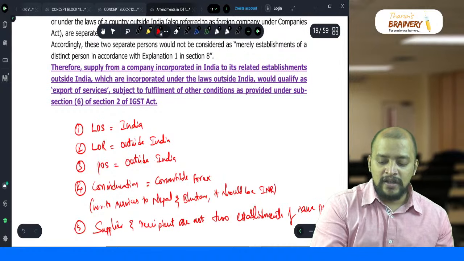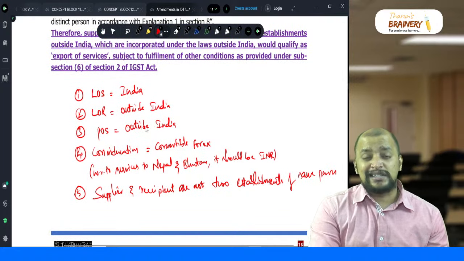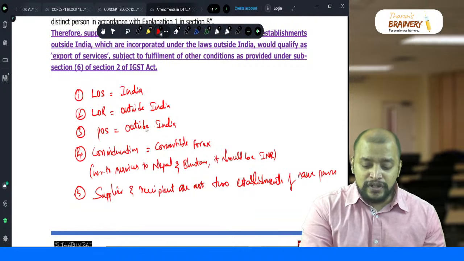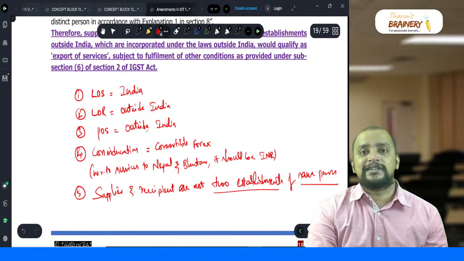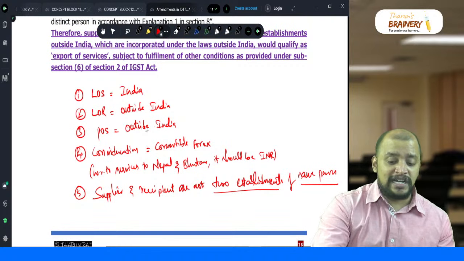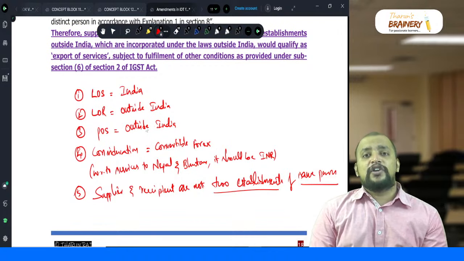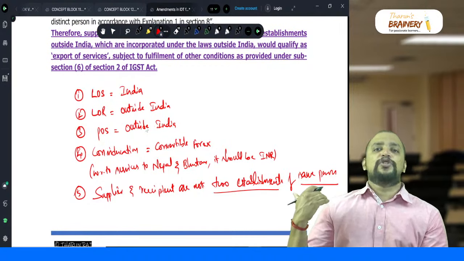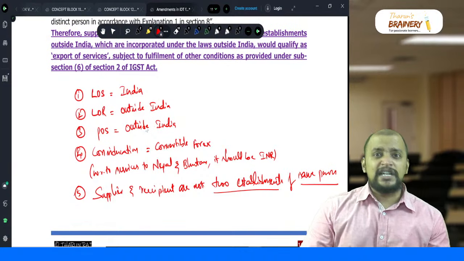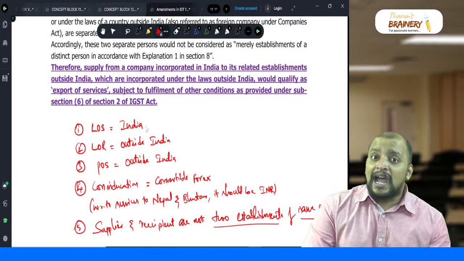What does it mean? For example, you take Infosys India. Infosys India starts a unit in Infosys US. Infosys India and Infosys unit are two establishments of the same person. So therefore, even if location of supplier is India, location of recipient outside India, place of supply outside India, consideration in convertible forex, the service will not be treated as export of service because they both are two establishments of the same person.